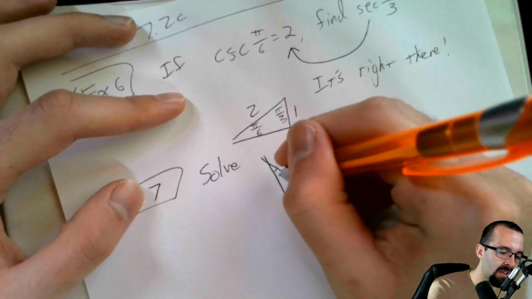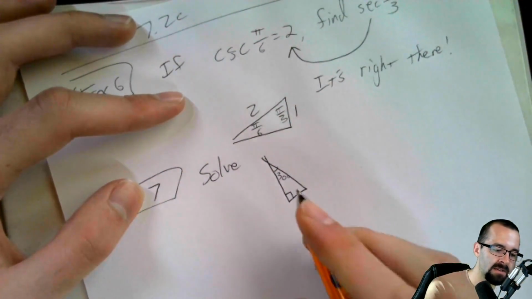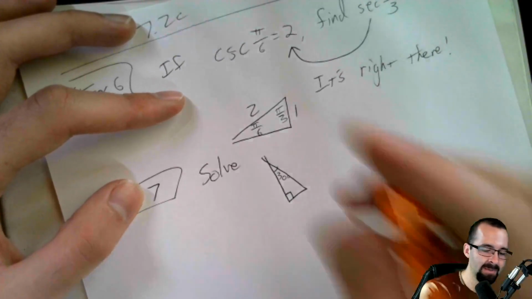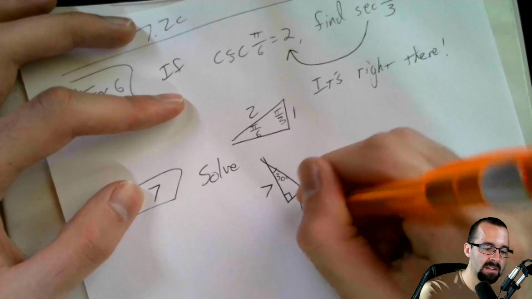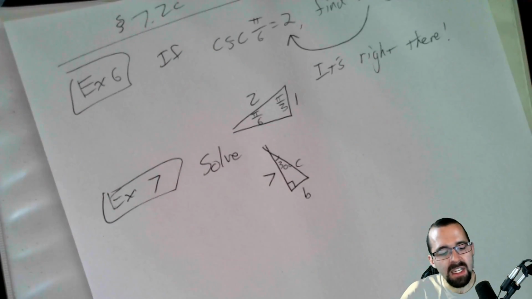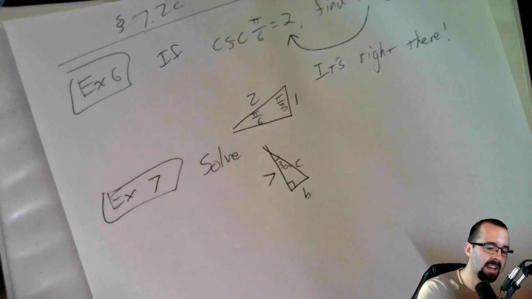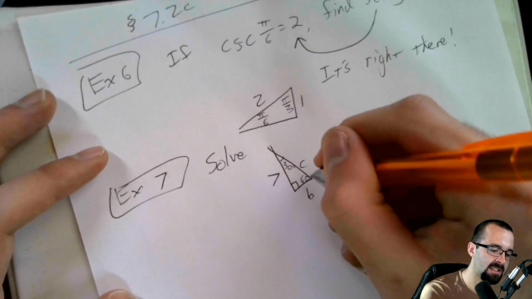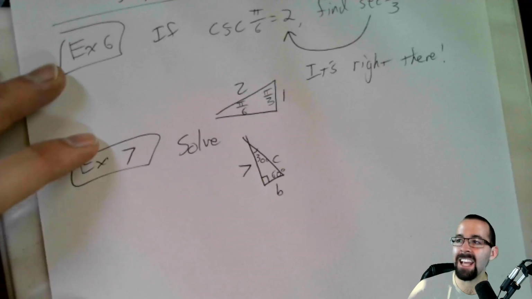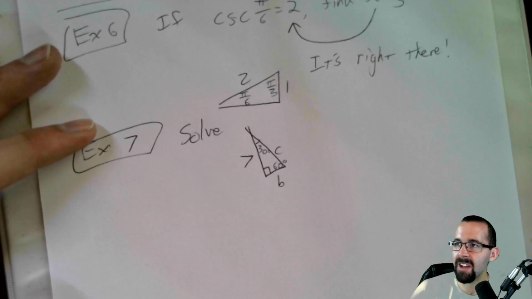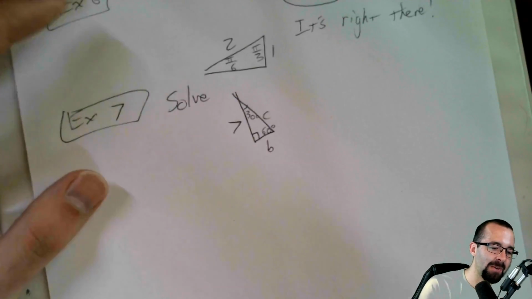And so let's say we have a 30-degree angle right here. Not 300, that's 30 degrees. And the long side of the triangle is 7 units. So find B and C. And again, we know this is 60 degrees because all the angles in a triangle need to add up to 180 degrees. Okay? So let's go.